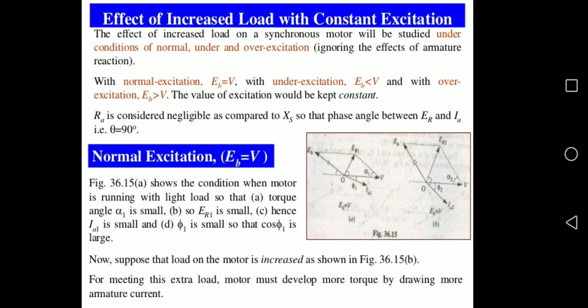Under normal excitation condition, Eb equal to V. With the under excitation condition, Eb is less than V. Over excitation condition, back EMF is greater than the supply voltage. The value of excitation would be kept constant.